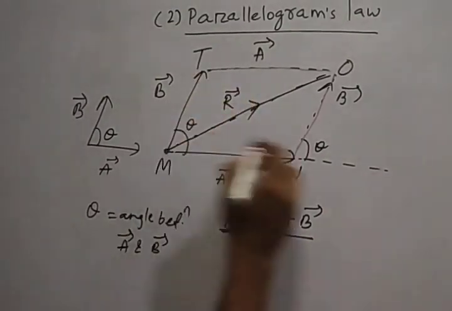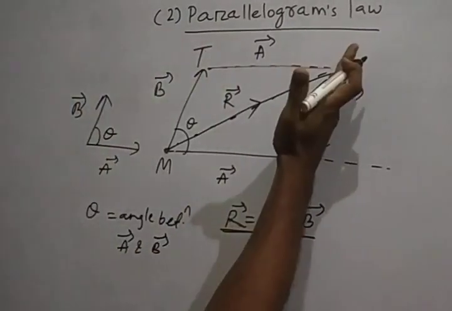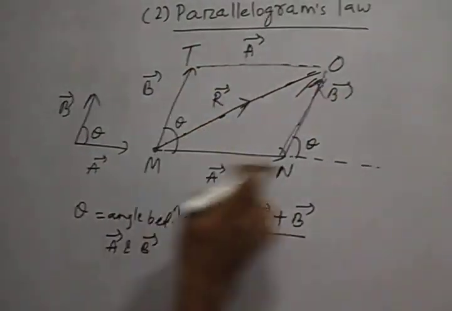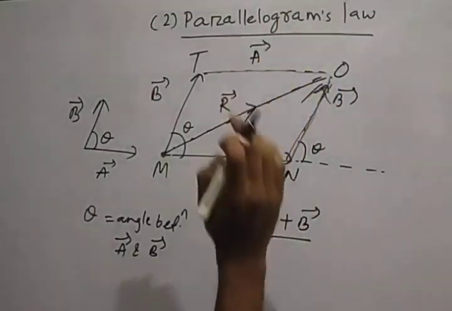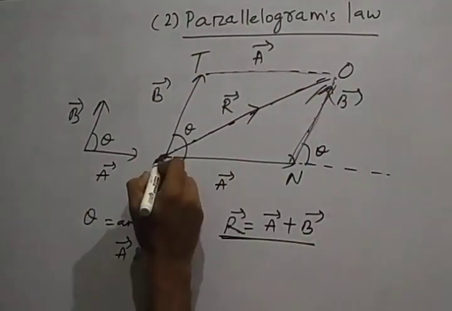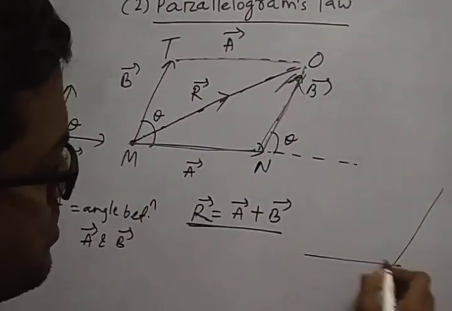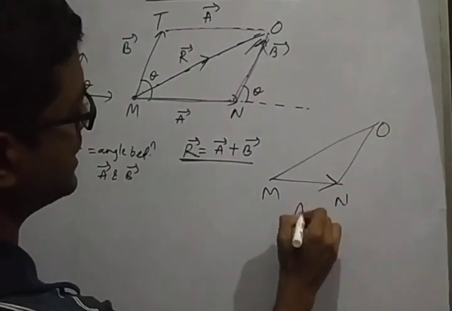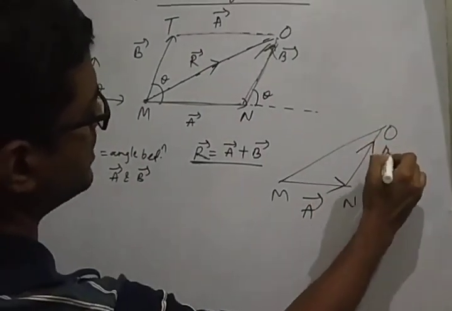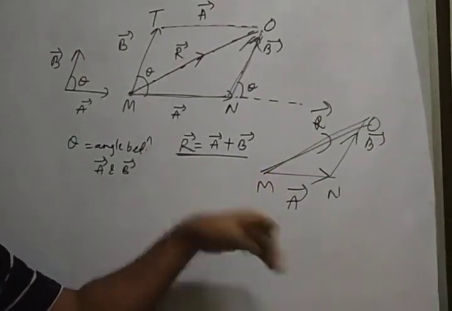If I shift this B vector to this side, I can shift it because this side is parallel to this side. This is a parallelogram. Opposite sides of a parallelogram are the same. So MT is parallel to NO. So if I shift B vector to this, now MNO, I'm again zooming out this picture. Now this is M, this is N, this is O. So MN is my A vector, NO is my B vector, so MO will be my R vector. This is the same as the triangle law.